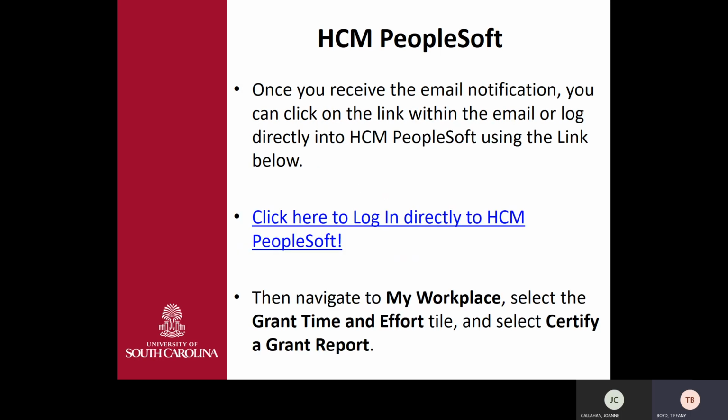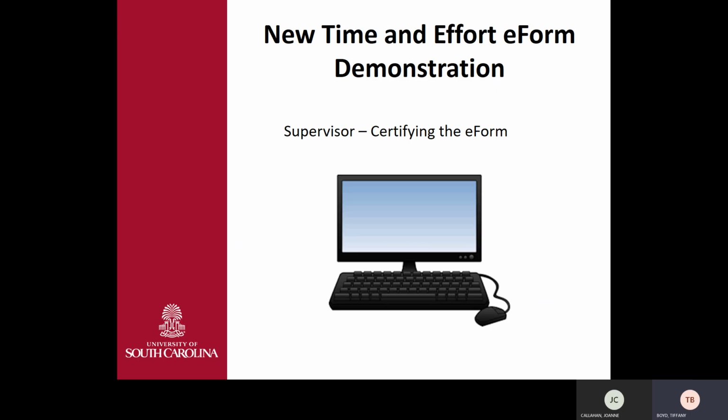So once you receive that email notification, you can either click on the link within the email to access it, or you can log directly into PeopleSoft using the link below. And then once you log into HCM, you'll navigate to My Workplace. You'll select that grant time and effort tile, and then click on Certify Grant Report. So now we're going to demonstrate how to do that.